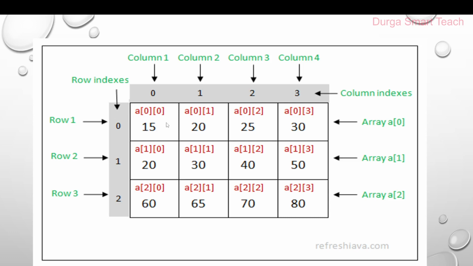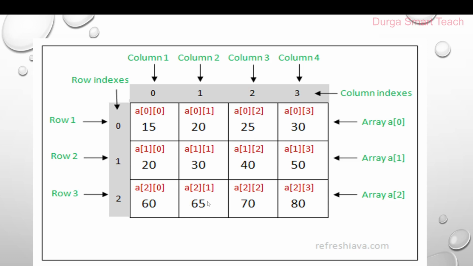the index of the value 15 is A of 0, 0. Okay. So first you need to give the index values for the row: 0, 1, 2. If it contains another row, give 3. And for columns also, 0, 1, 2, 3, 4 like that. Next, for example, if you want to represent the index of the value 40, first you need to see in which row. So the row is the first row, the column is the second column, so A of 1, 2, okay?